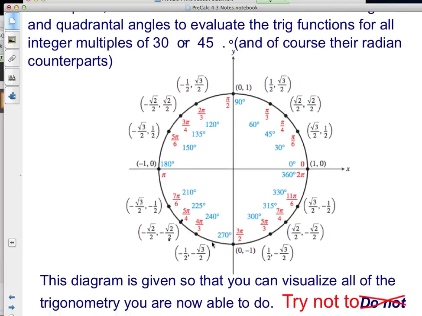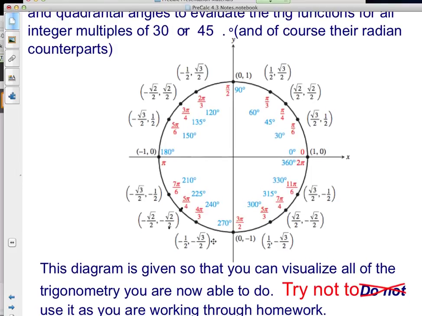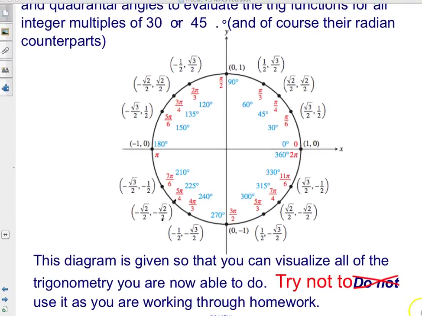This diagram is given so that you can visualize all the trigonometry you are now able to do. Try not to use it as you are working through your homework. It is important that you know it really, really well, okay?